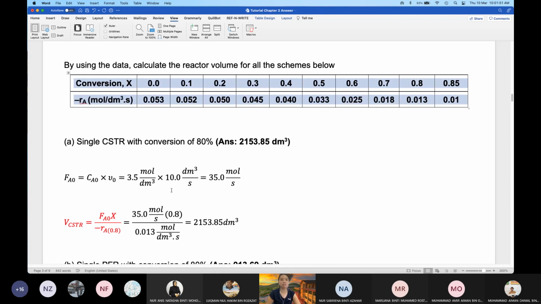Right, so let us go to the very first question. Here we find the reactor volume. A single CSTR with conversion 80%. So it wants us to find the CSTR volume. Earlier we were asked to find Fa0 when given the volume; this question asks us to find the volume directly. If you are not sure where to start, you can always start from the design equation first. You know the CSTR design equation: volume equals Fa0 X over minus RA, where minus RA is at the X you want. On the left hand side is our unknown. On the right hand side, all three, Fa0, X, and minus RA, you must find their values. If you cannot get all three values, you cannot get the CSTR volume.